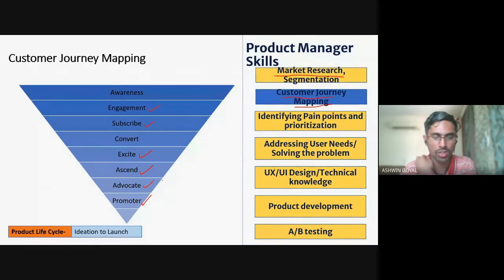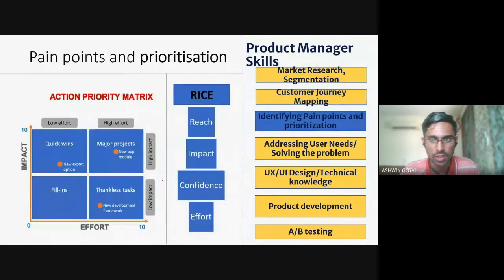All right. Any questions still here? So I'll start with pain points and prioritization today. Okay, if there are no questions, I'll move on.